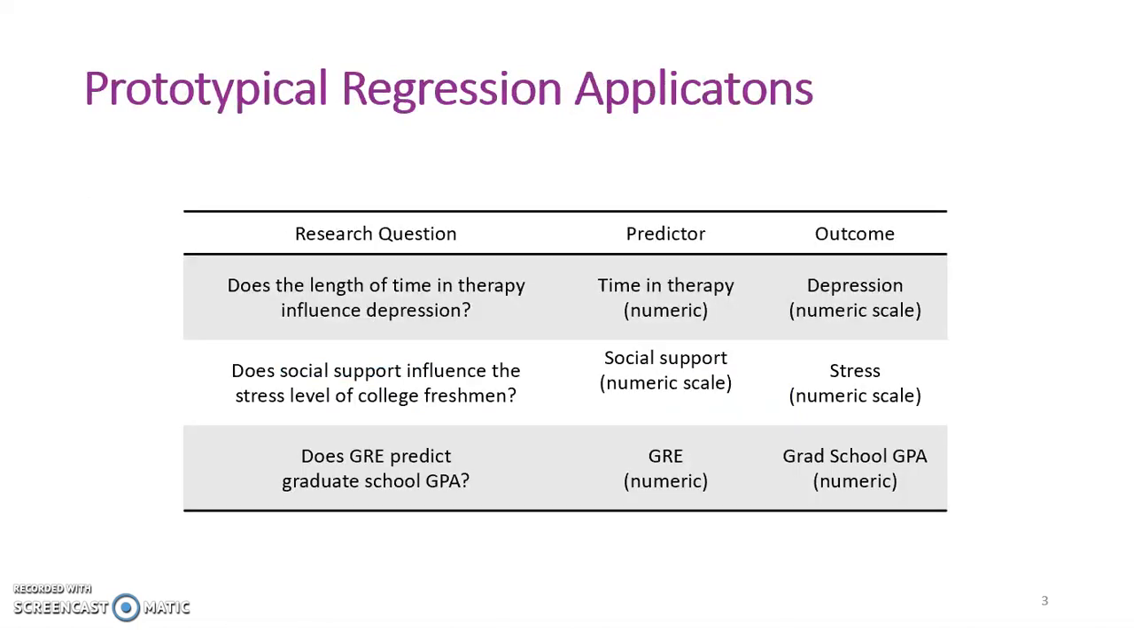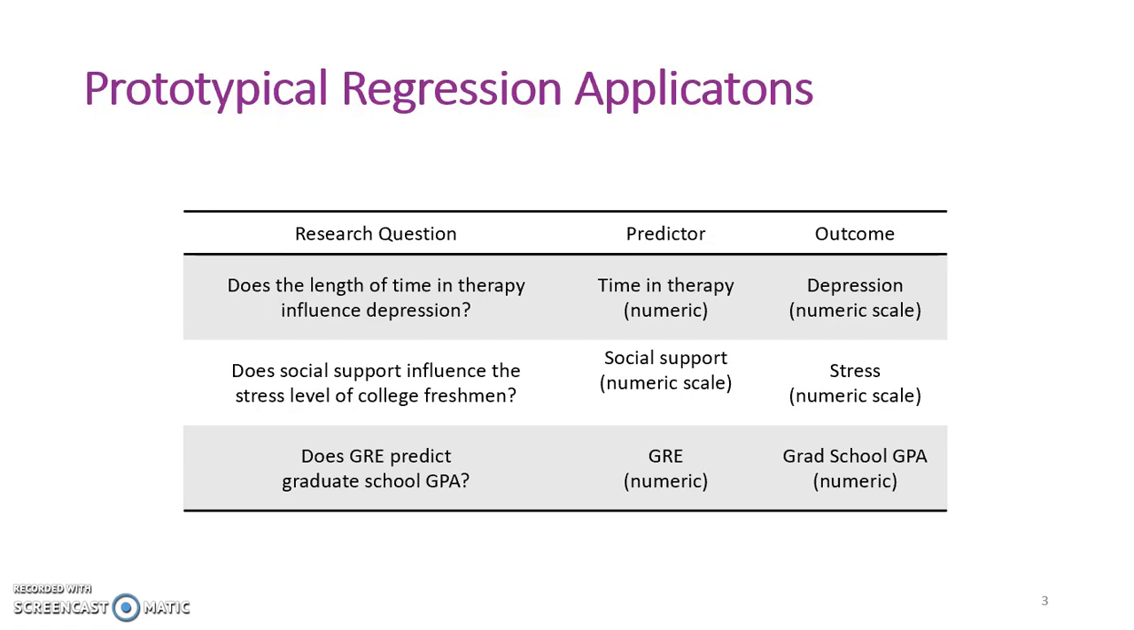So because we have a continuous predictor and a continuous outcome, let's take a look at some examples of research questions we could ask where linear regression would be appropriate. For example, examining the length of time in therapy to see if that influences depression. We would have a continuous predictor, which would be time in therapy, and a continuous outcome variable, which would be a depression scale.